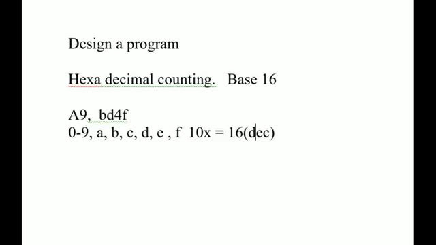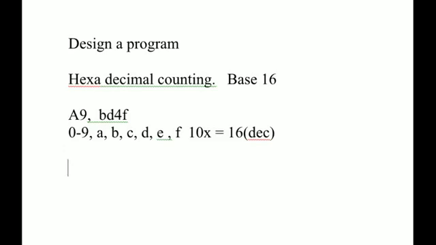So because we don't have more than 10 digits, they invented the letters A to mean 10, B to mean 11, C to mean 12, D is 13, E is 14, F is 15. And then we don't have 16, but we have the 10. 10 in hexa means 16 in decimal. And I also showed you how to convert from hexadecimal to decimal.